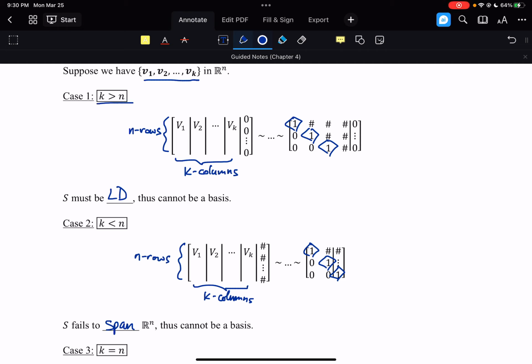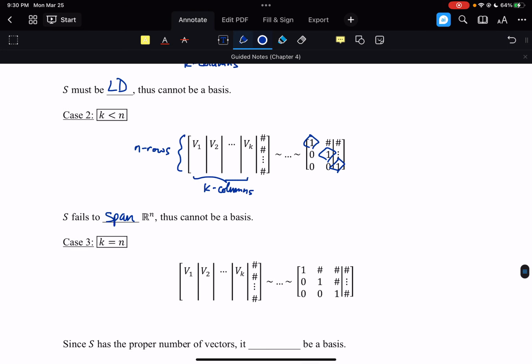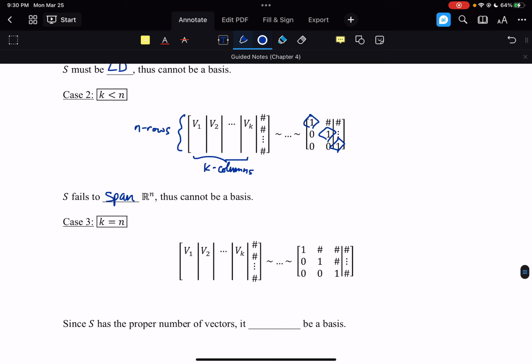So case one, you have too many vectors, it can't be LI. Case two, you have too few vectors, there's not enough there to span the vector space. Case three is kind of like the case that we just looked at in that previous example. If k equals n, so the number of vectors you have is equal to the dimension of the vector space, you have the same number of rows and columns, you're able to get the right number of pivots in those columns.